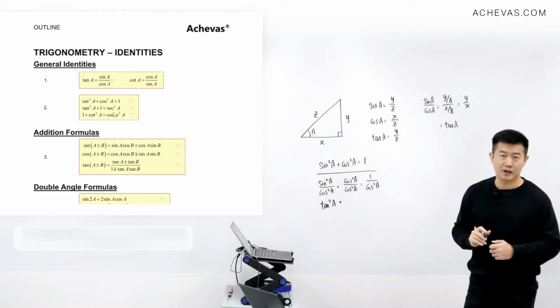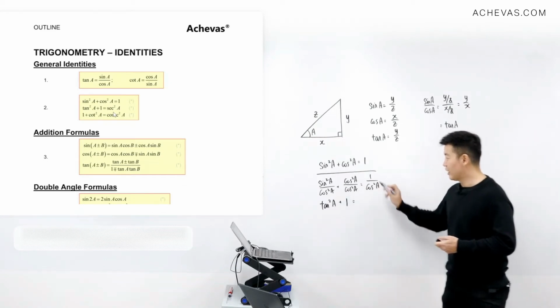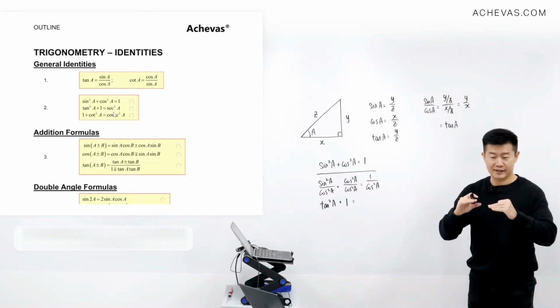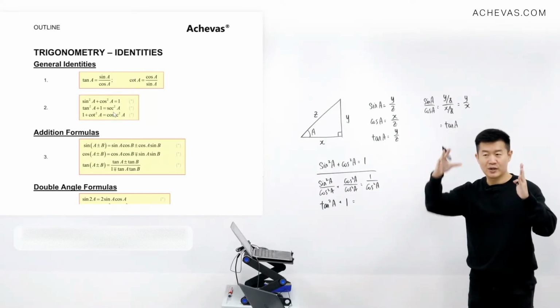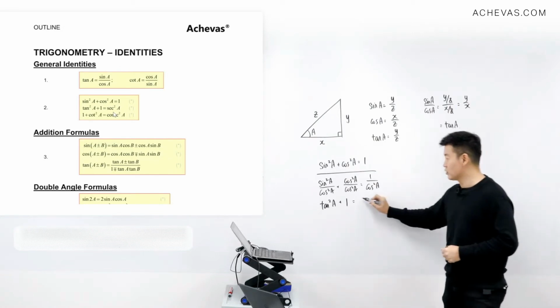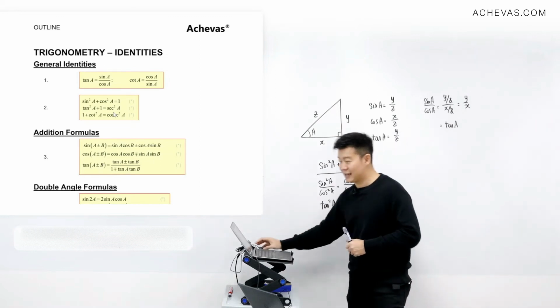Cosine square A divided by cosine square A cancels, it is going to be equal to 1. And 1 over cosine square A is like 1 over cosine A, squared. And what is 1 over cosine A? It is secant A. Secant A squared gives us secant square A, which proves the second identity.